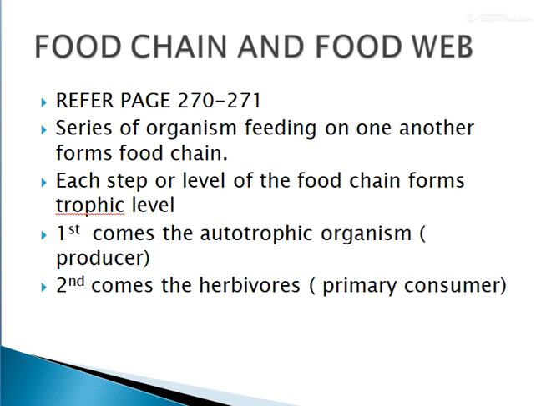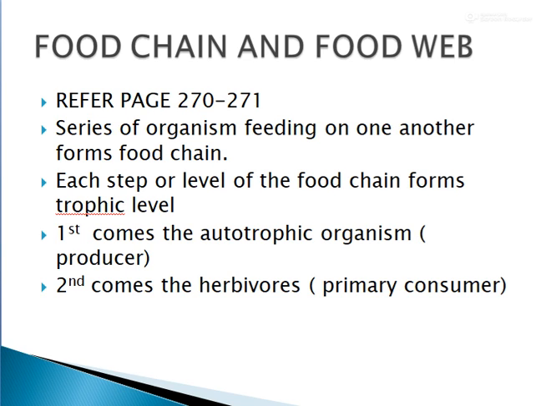When we look at a food chain, each step or level of the food chain forms a trophic level. That means the plant will form one trophic level, another carnivore will form another trophic level, like that. Every food chain has different trophic levels. In this one, first come the producers, and they are referred to as autotrophic organisms, organisms like green plants.